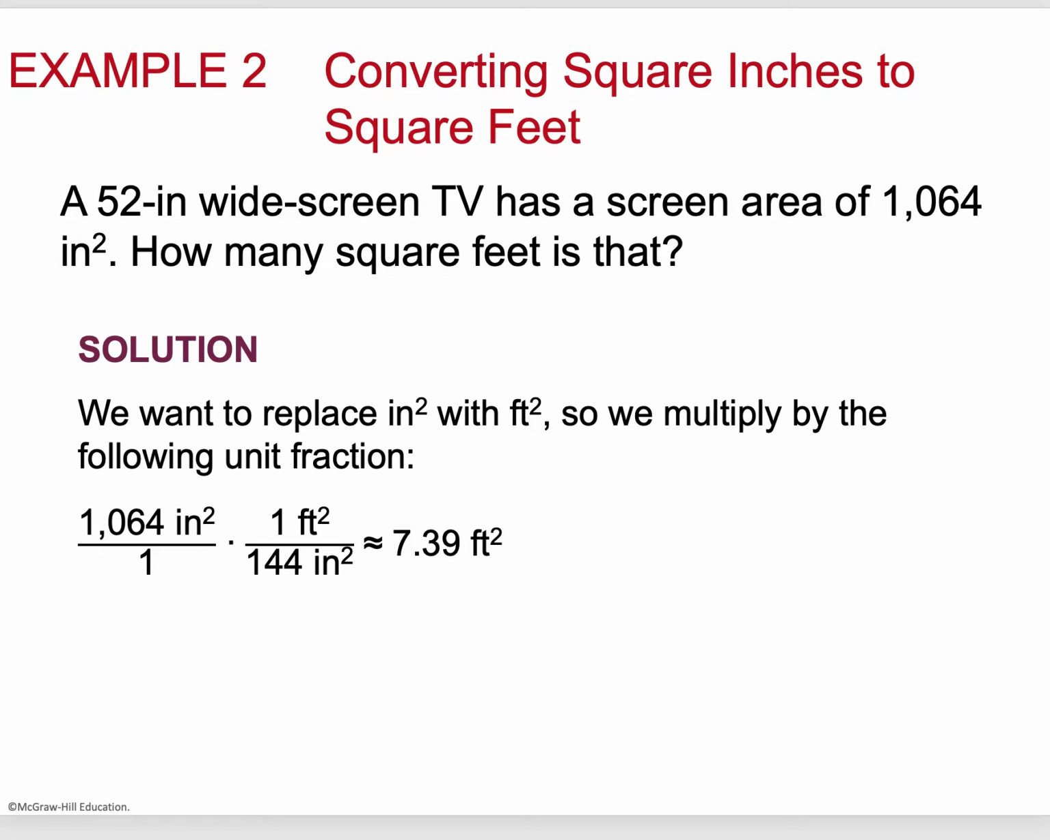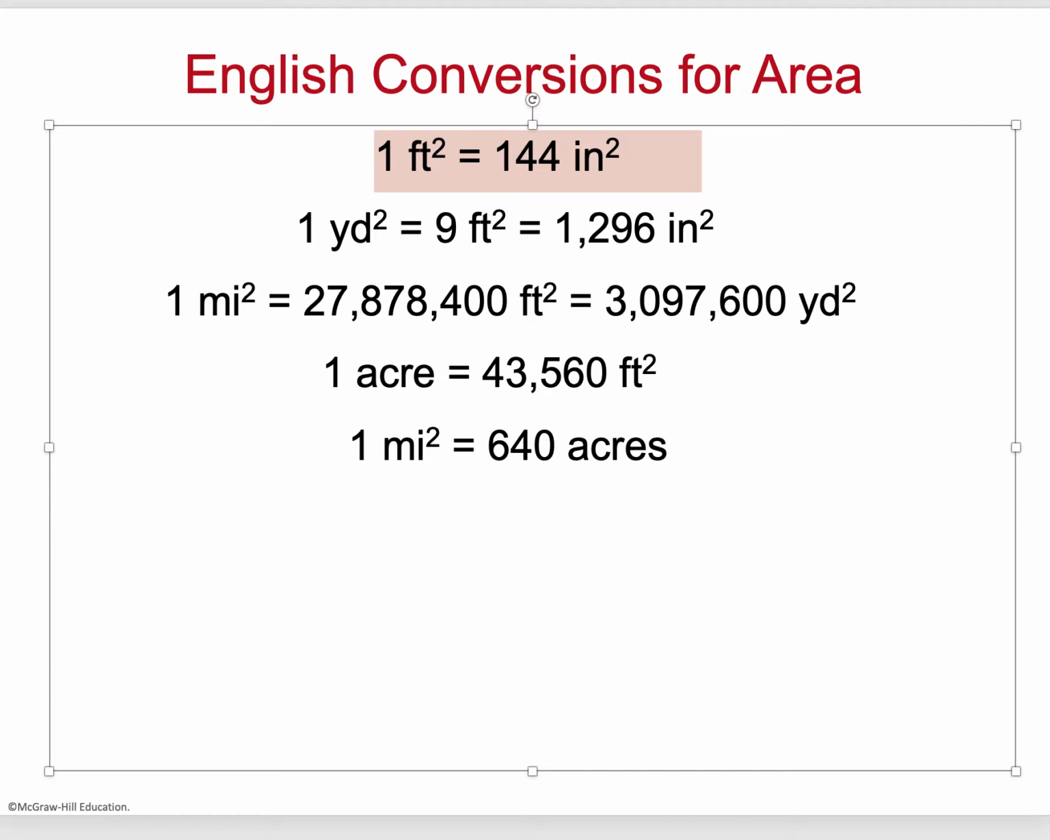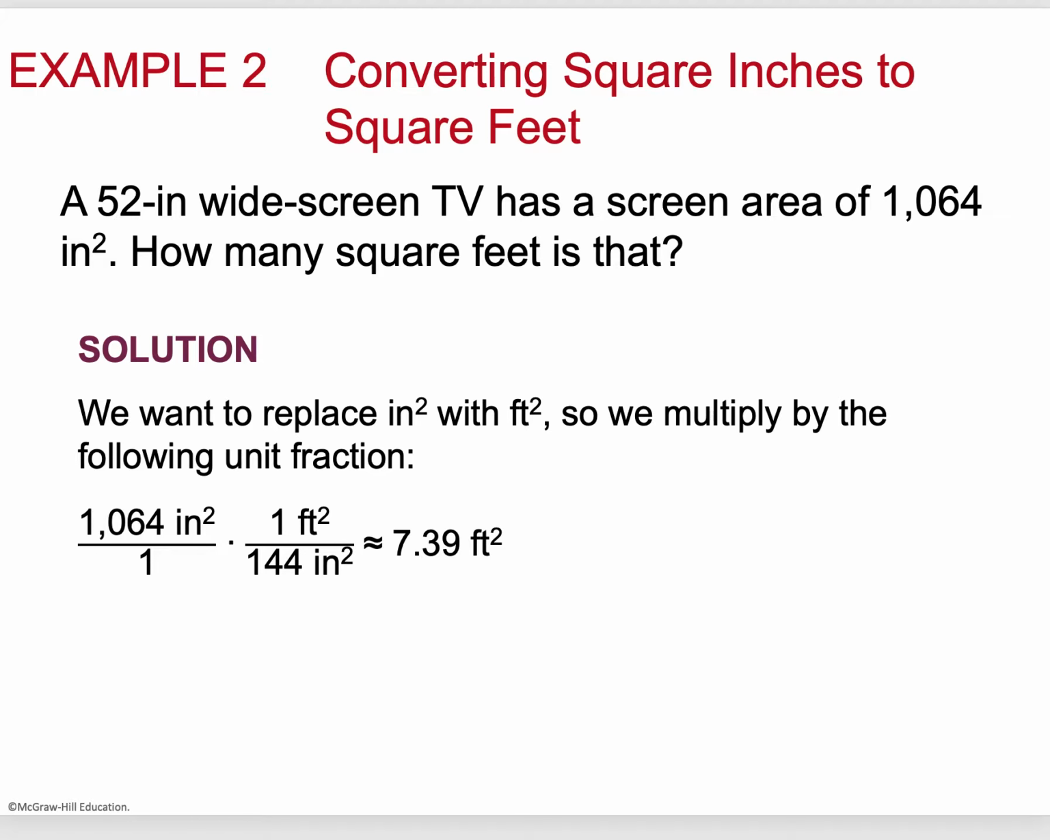So let's work on converting square inches to square feet. Instead of going feet to inches, we're going to go the other way around. I have a 52-inch TV, and so the screen area, 52 inches by 52 inches, is 1,064. If I want to replace inches squared with feet squared, I'm going to multiply by the conversion factor twice, with inches in the denominator, or I'm going to use the conversion factor from up here. Either method is fine. If I was teaching this in an actual classroom, I would show both ways. That would be my suggestion. And that gives you 7.39 feet squared.